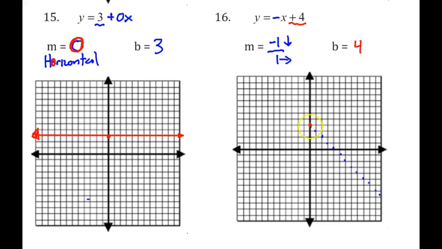Of course, we could go the other direction. There we go. So that's our graphing in slope-intercept form.